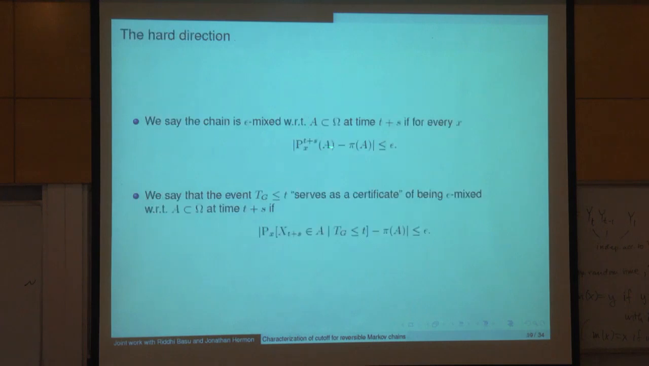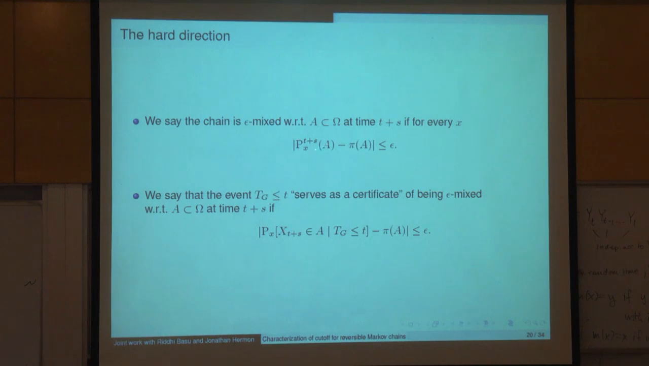So we want to control the distance in total variation between the chain and the stationary distribution. What does it mean that the chain is epsilon mixed? Let's focus on a particular set A. It means that this difference is less than epsilon. We're going to get this epsilon mixing by finding a suitable certificate.